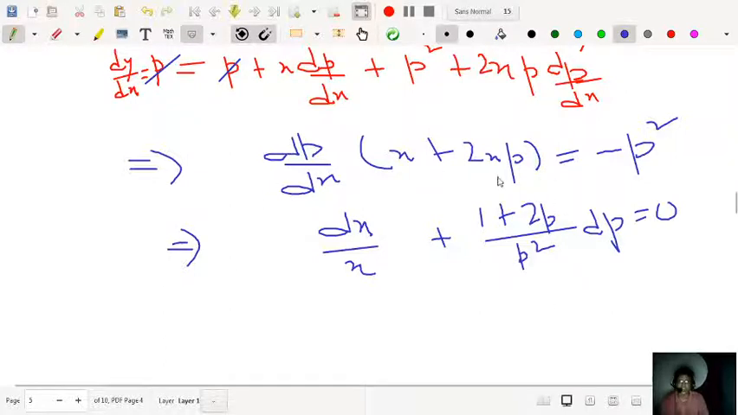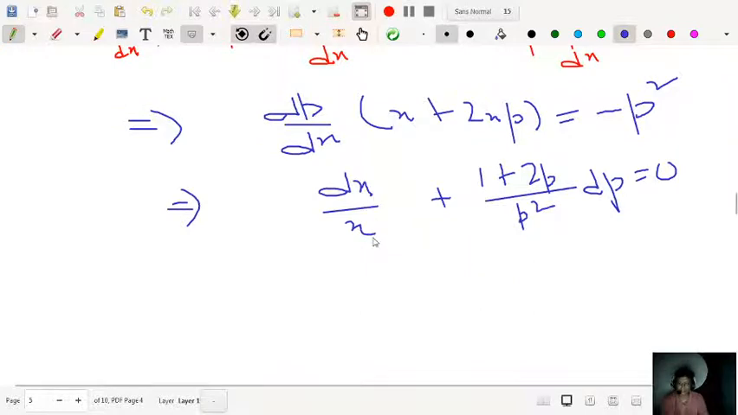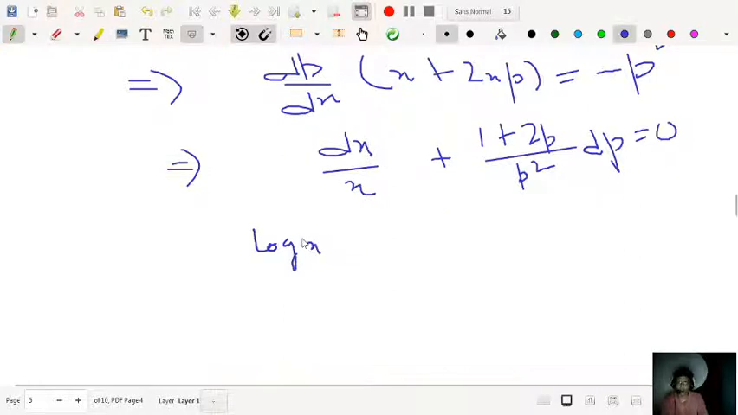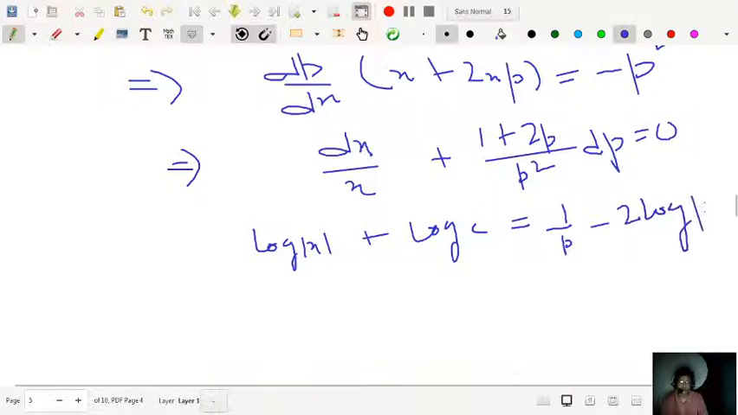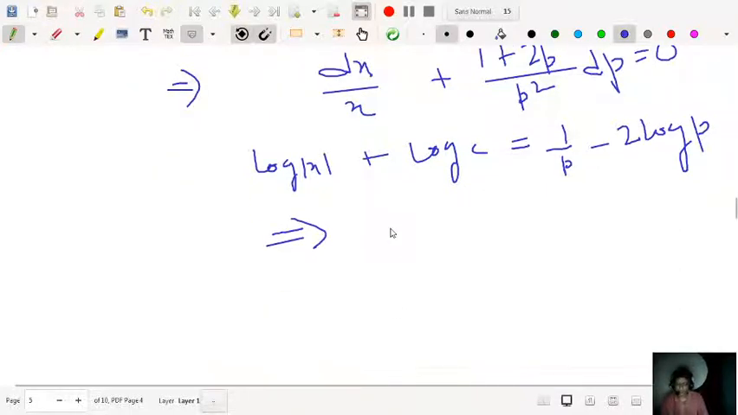So this is your linear differential equation, linear. So you can integrate this, you can check the integration will be log mod x plus you take log c here equal to 1/p minus 2 log p, like this. So if you simplify further, it will be c x p square equal to e to the power 1/p. Okay, this is the general solution.